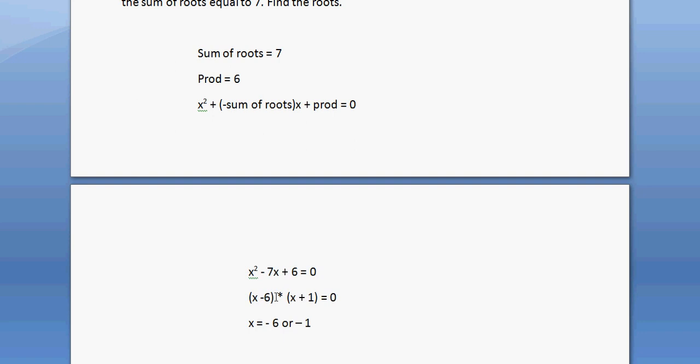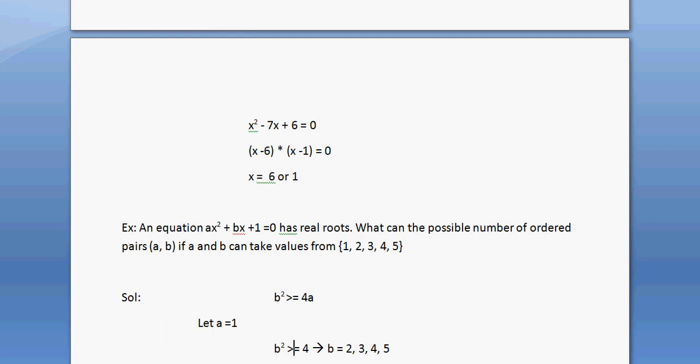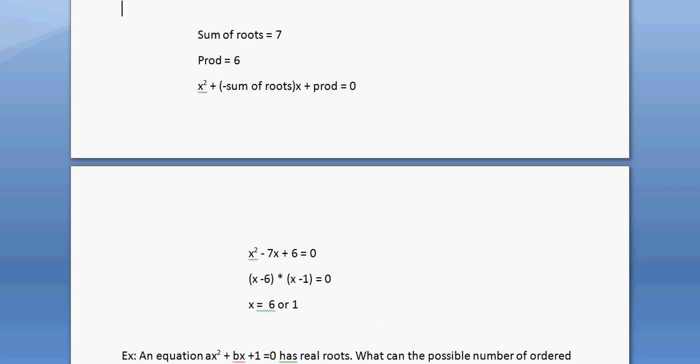Now we solve it. 6 can be written as 6 into 1, and 6 plus 1 is equal to 7. So again we do it the same way we did it for the previous equations, and we find the roots of the equation as 6 and 1. So this is how we solve this problem. This is a very common problem in CAT and in bank PO exams. This might appear in CSAT as well.